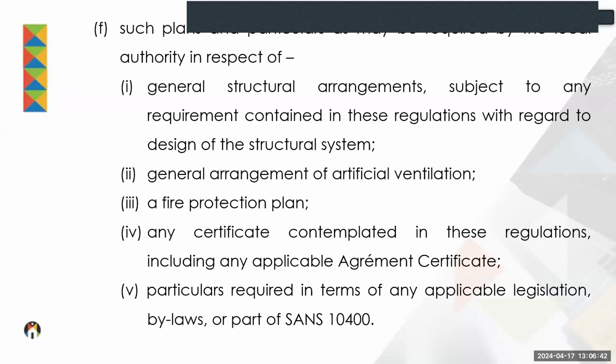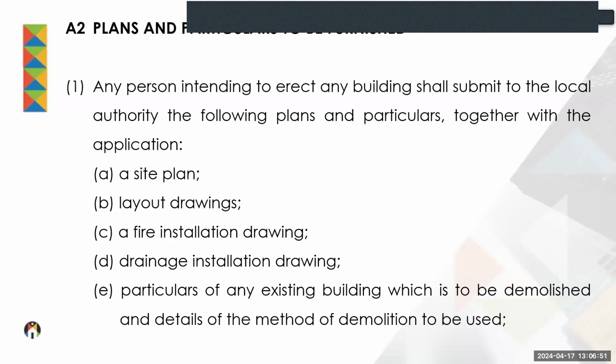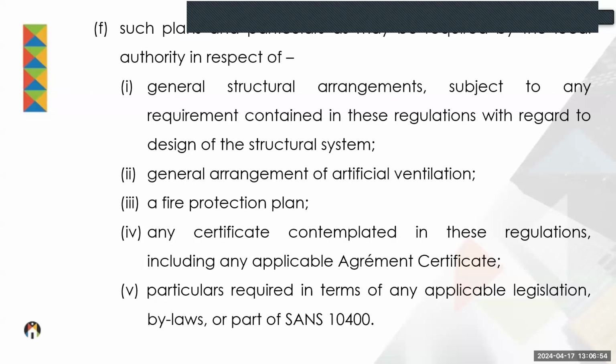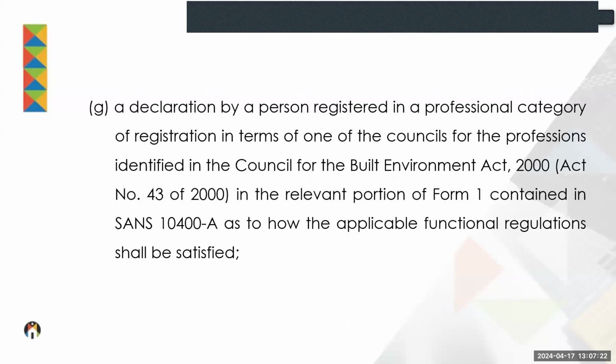General arrangement of your artificial ventilation system. A fire protection plan. Now, a fire protection plan differs from a fire installation drawing. Fire protection plan indicates firewalls or fire separation walls. It indicates escape routes, signage, emergency lighting requirements, and those type of things. If you are going to use a product or a system approved by Agrément South Africa, the Agrément certificate, and then particulars required in terms of any other applicable legislation, bylaws, or any part of 10400. That is what is needed.